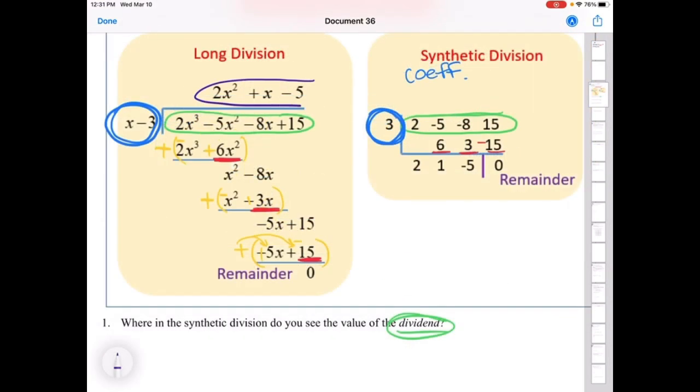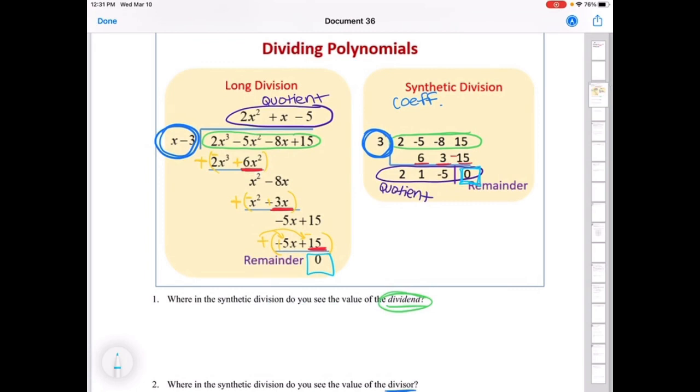Lastly, this is your quotient, and you're going to be looking at this bottom row for your quotient, versus looking at the top in long division for the quotient. And here's my remainder, and here is my remainder. If you compare these two, they're very similar, except one just looks a lot more simple.